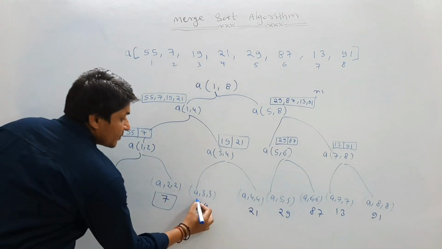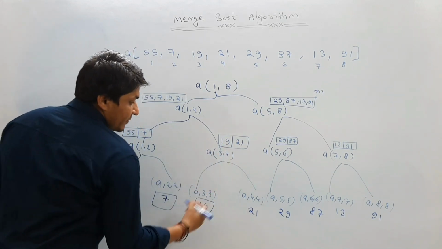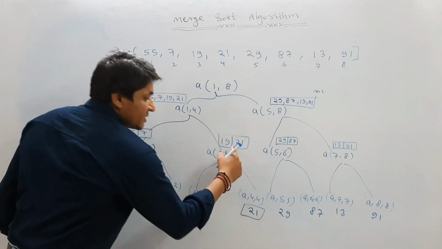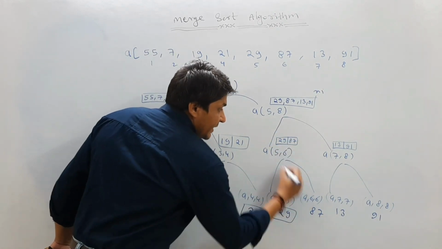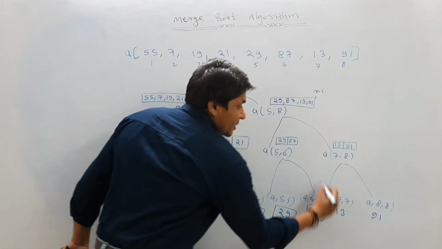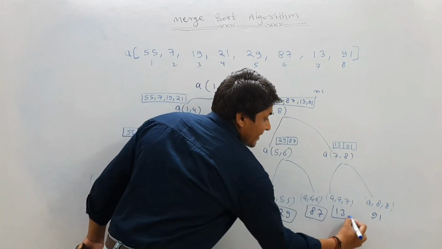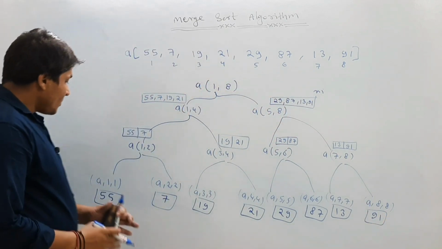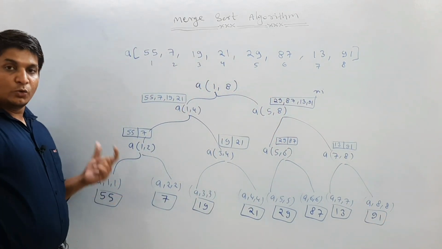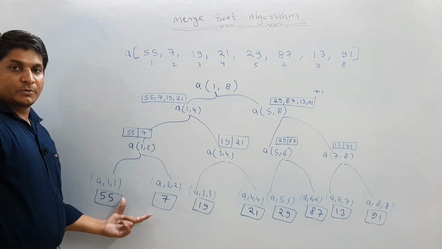So for this problem, this is the first sorted subarray, and this is the second sorted subarray, and for this problem, this is the first sorted subarray, and this is the second sorted subarray. Similarly, for this problem, this is the first sorted subarray, and this is the second sorted subarray. Now, we know that whenever we are having two sorted subarrays, we can simply merge, and we know the merge procedure.